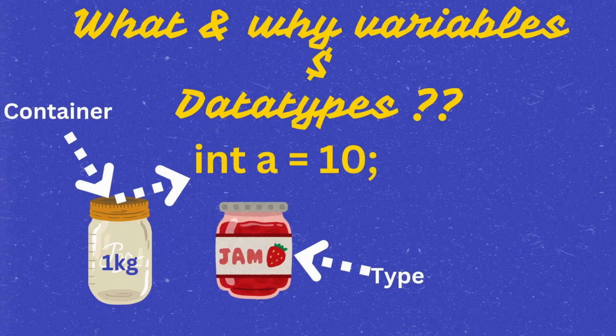The jam over here is the type of data that you can store. In a 1 kg container, you can store jam or, say, pickle. Can you store, say, a huge rock in a 1 kg container? No, right? So the type of data also matters. And in this example, the jam refers to your data or value, which is 10 in this expression, int a = 10.